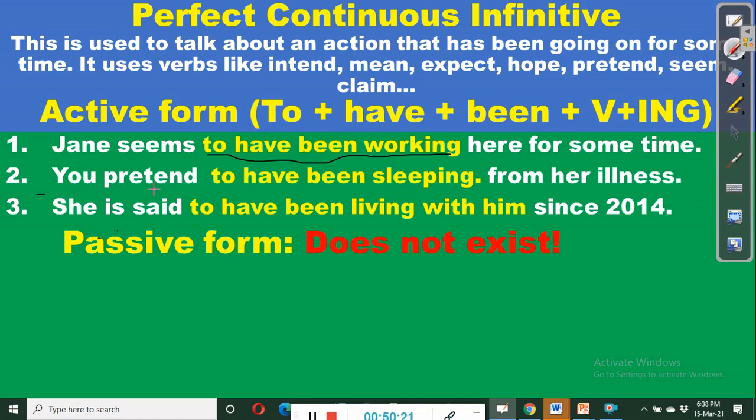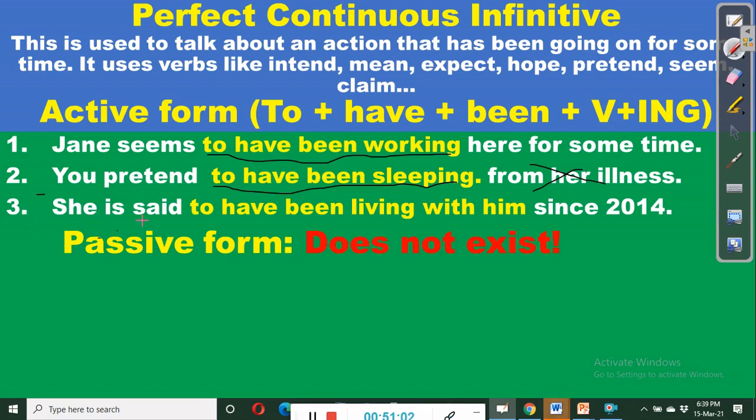Then the second example, you pretend to have been sleeping. Well, this is a typo. You pretend to have been sleeping. To have been sleeping is the perfect continuous infinitive. It is something that is supposed to have been going on for some time, only the speaker discovered that the addressee only pretended to have been taking that action.